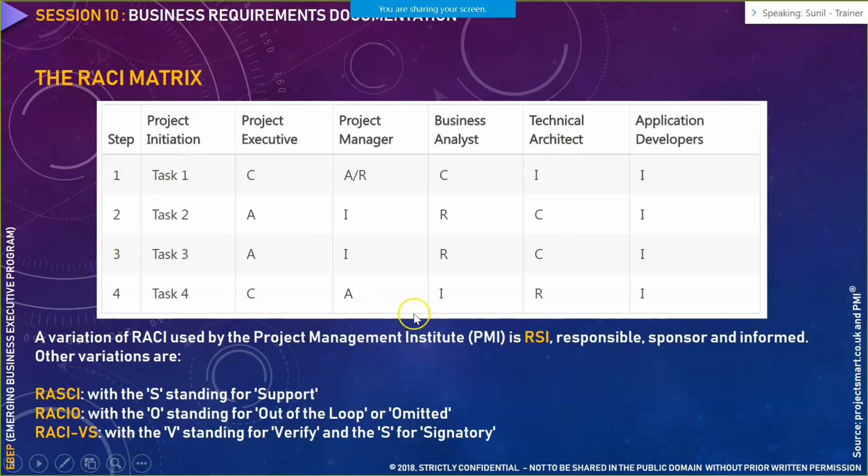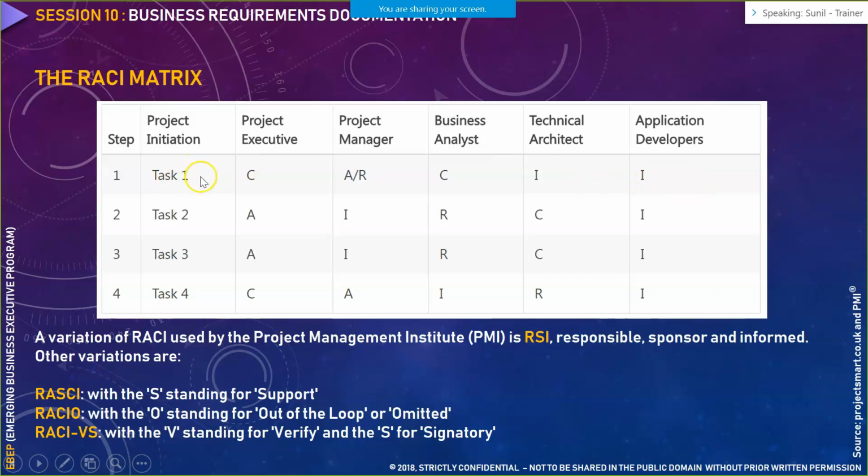So this is how the RACI matrix looks like. So this is your step 1, 2, 3, 4. These are the project initiation tasks, task 1, task 2, task 3, task 4, and these are the roles like project executive, project manager, business analyst, technical architect, and application developers. And based on the task they are doing, for that particular task, who is accountable or responsible, who is consulted, who is informed, and who else is informed.